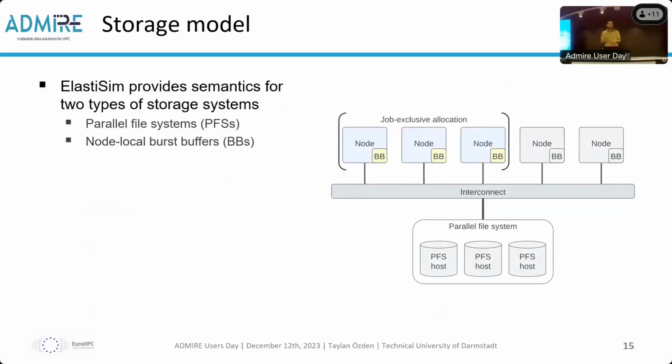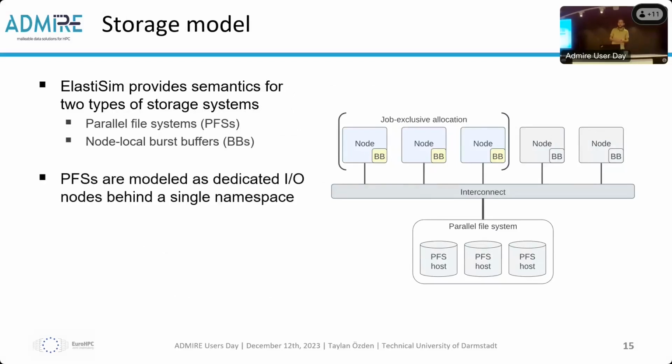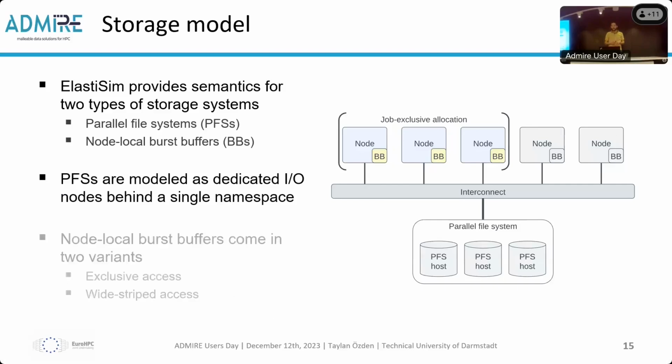We also have a storage model with semantics for parallel file systems and node-local burst buffers, as we use them quite a lot in the Admire project. Parallel file systems are quite simplistic. These are dedicated I/O nodes behind a single namespace. So I/O tasks will always have the affinity to these I/O hosts, and will then simply write their bytes onto those. And we also have node-local burst buffers.